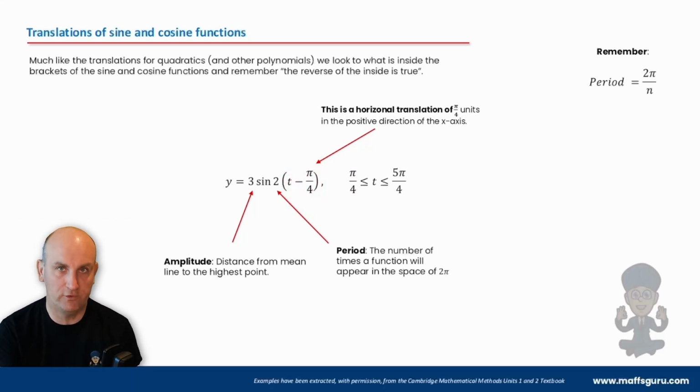We've dealt with quadratics before, and we know that if it's inside this part of my function, it is counterintuitive. So that minus pi on 4 doesn't mean it's moving to the left; it's moving to the right. So this whole function is going to be translated pi on 4 in the positive direction of the x-axis, or right.